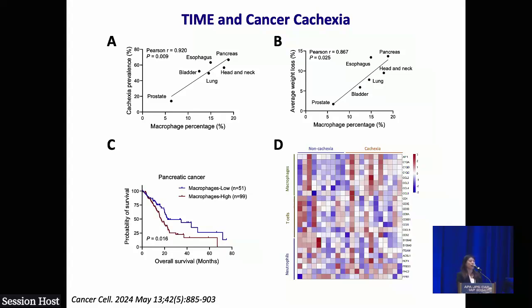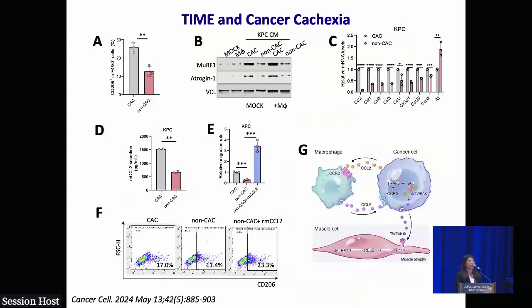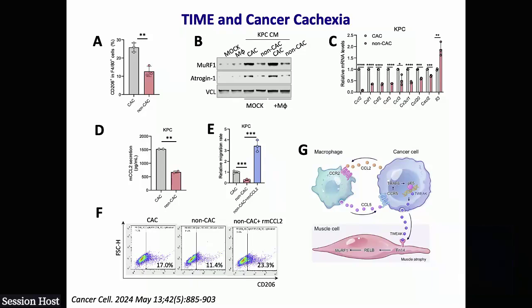Next, we analyzed the gene signature of the immune cells. We found that in the macrophage, the gene signature is enriched in the cachexic tumor tissue compared with the non-cachexic tumor tissue. We did some gain and loss of function studies, and found that in the cachexic tumor tissue, more macrophages infiltrated. We treated the muscle with the cachexic cancer cells and co-cultured with the macrophage. We found that the cachexic cancer cells treated with macrophage can induce muscle wasting significantly.